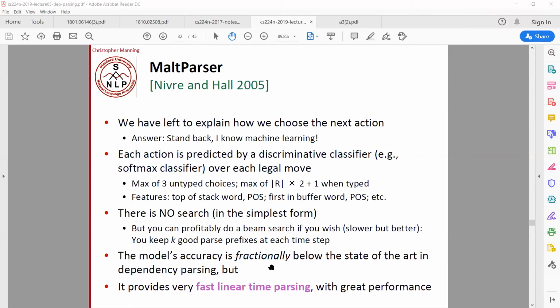The point I was making was the very first bullet he talks about is the fact that he hasn't yet explained how to choose the arcs. And that's where he says, stand back, I know machine learning. I'll come to it. Okay.